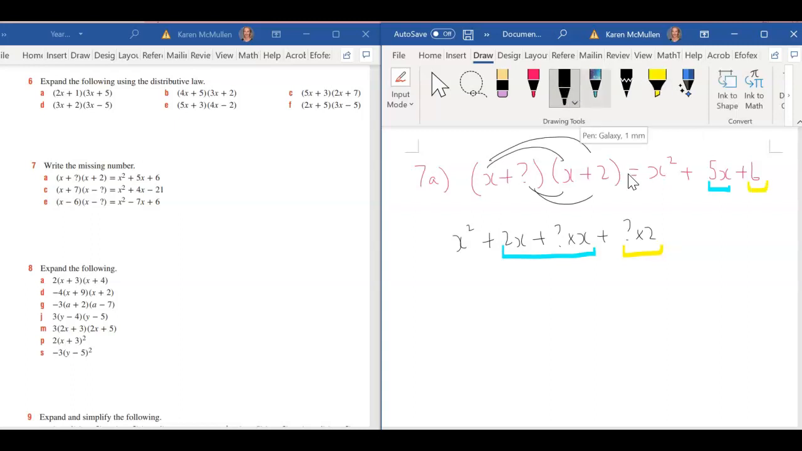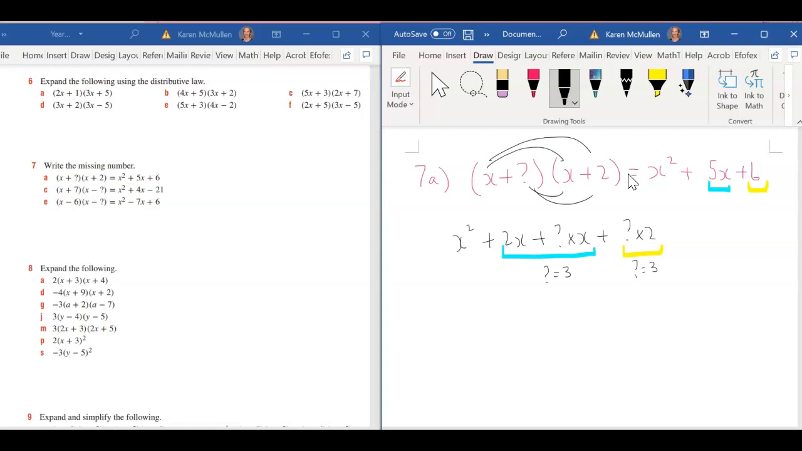So you could probably say, all right, what do I multiply by 2 to get 6? Oh, it's going to be 3. So your question mark is going to equal 3 in that case. Let's have a look at the blue section. So 2x plus something x equals 5x. Well, something times x, sorry. So your question mark in this case is also equal to 3. Obviously it has to be the same thing, it's not coincidental.